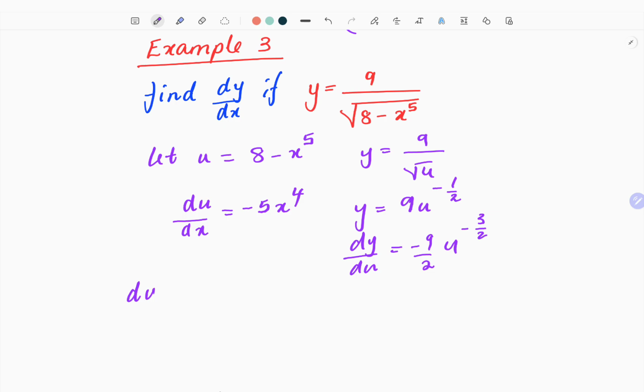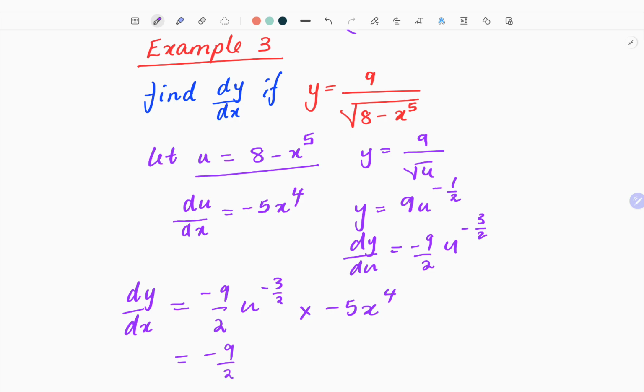Then the final step, dy/dx will be equal to your dy/du, which is minus 9 over 2 u to the power negative 3 over 2, multiplied by your du/dx, which is minus 5x to the power 4. And you want to replace now your u with 8 minus x to the power 5, and that becomes minus 9 over 2 times (8 minus x to the power 5) to the power negative 3 over 2, multiplied by negative 5x to the power 4. You can leave the answer like this, or you can simplify it further.